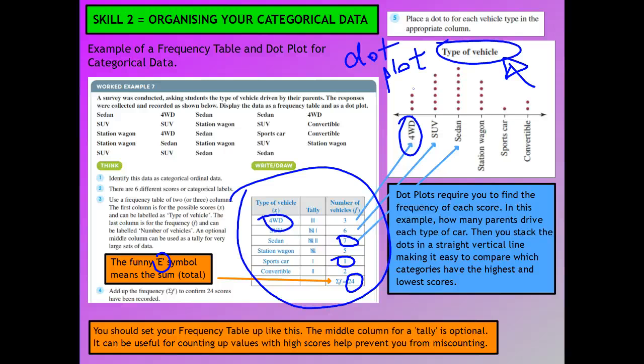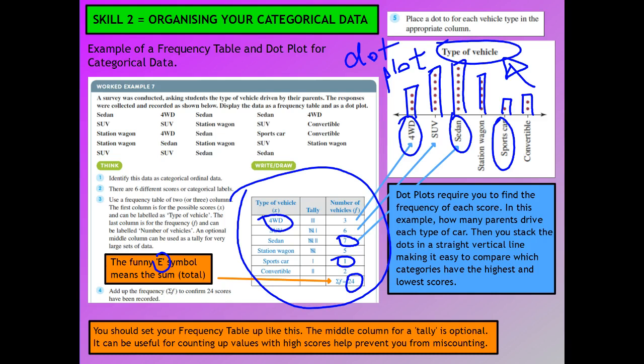We're organising the results. Then SUV has 6 dots. Sedan has 7 dots. That one was the highest. Then station wagon has 5. Sports car has 1. That one was the lowest. And convertible has 2. So now we've got a bit of a graph. This might look a little bit like a bar graph if you've seen those before, all right? But this is called a dot plot, where you just stack the dots up vertically. It's important that you have a label up the top, so the graph is about a type of vehicle, and that you label your categories down the bottom.